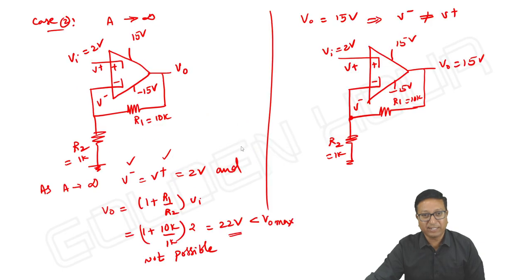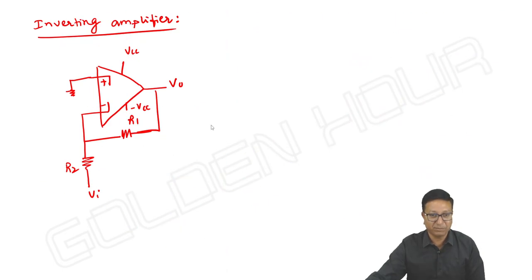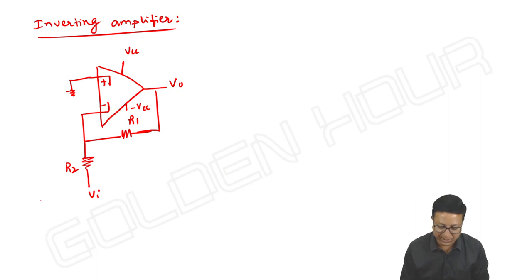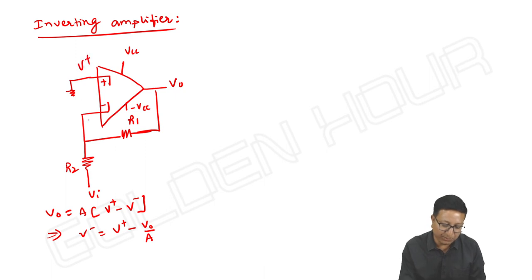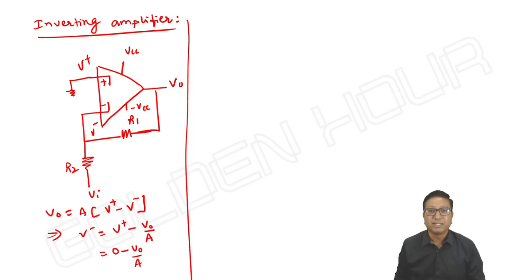Similarly, the second case I am taking is the inverting amplifier. The procedure remains the same. It does not change. I wrote V output is equal to A into V plus minus V minus, from which V minus is equal to V plus minus V output by A. In this particular example, what is V plus, friends? V plus is 0, so V minus is 0 minus V output by A. Keep it aside. Next, what did I do? Apply KCL at the inverting input.